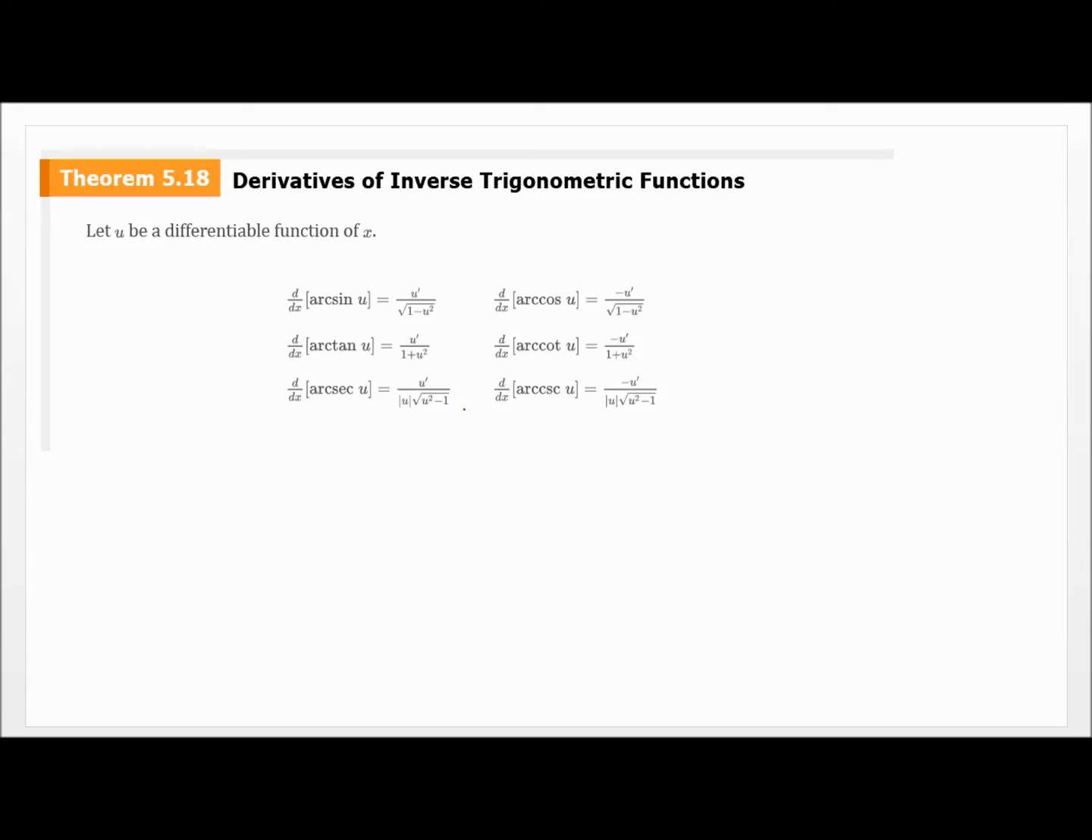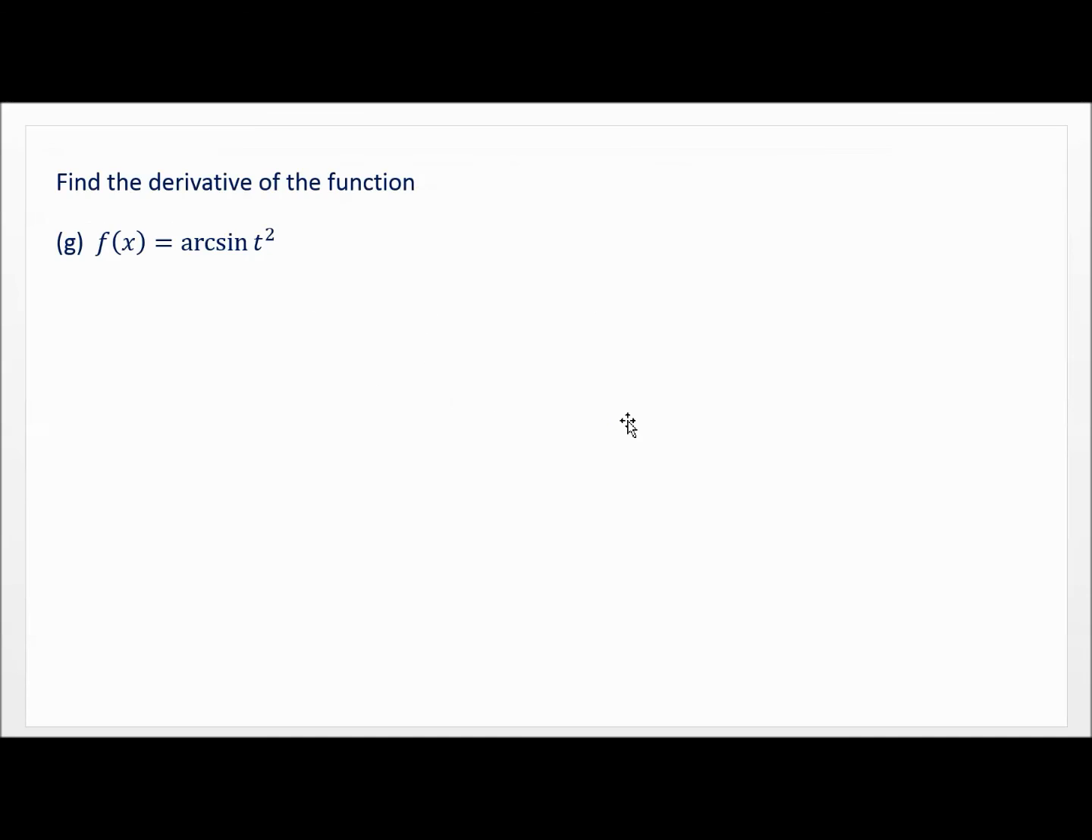And notice what else is the difference? The derivative of inverse sine is positive, whereas the derivative of inverse cosine is negative. The derivative of inverse tangent is positive, where inverse cotangent is the same formula but negative. Same thing with inverse secant is positive, inverse cosecant is negative. So let's try some of these problems.